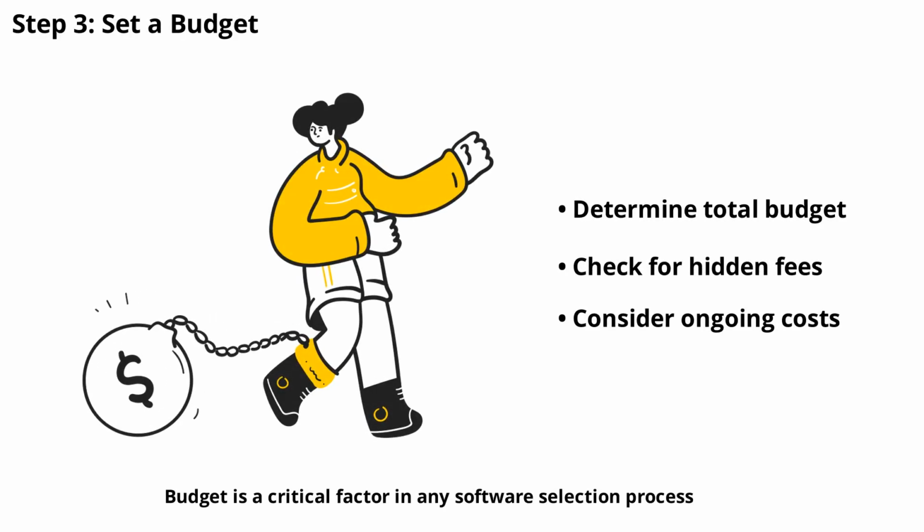Budget is a critical factor in any software selection process. Determine how much your HR team can invest in a no-code platform, considering both upfront and ongoing costs. Look for transparent pricing models and be aware of any hidden fees, such as charges for additional users or integrations. Setting a clear budget helps narrow down your options and prevent surprises down the line.